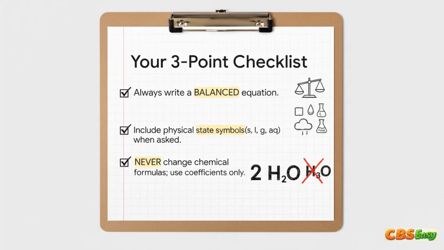Here they are. Number 1, always write a balanced equation. It's the very first thing the examiner checks. Number 2, if the question asks for them, make sure to include the physical state symbols, the little S, L, G, and AQ. And number 3, our golden rule from before, you must never, ever change the chemical formula of a substance just to make an equation balance. Use those big coefficients only.